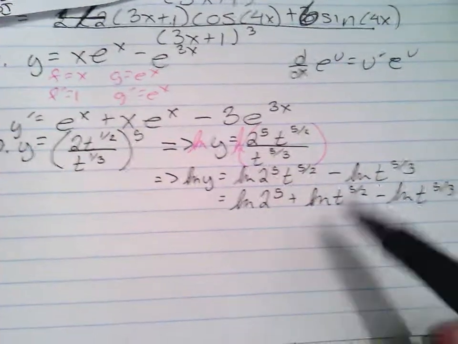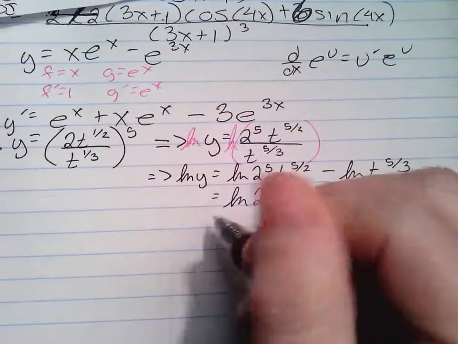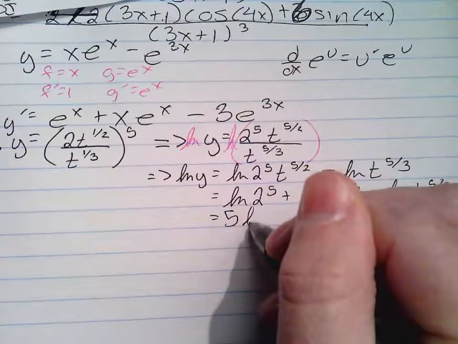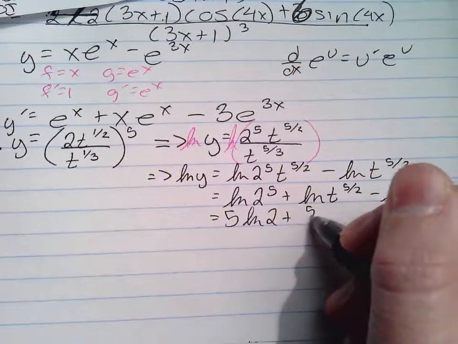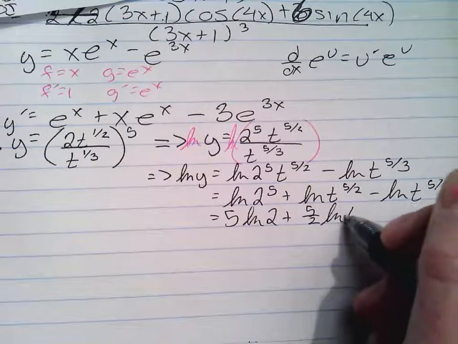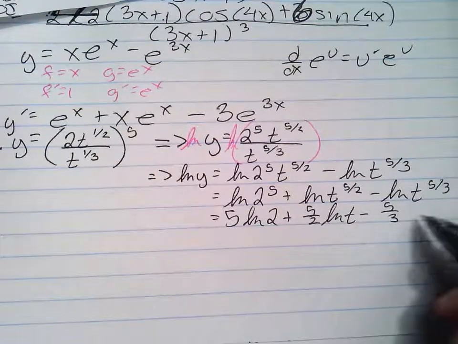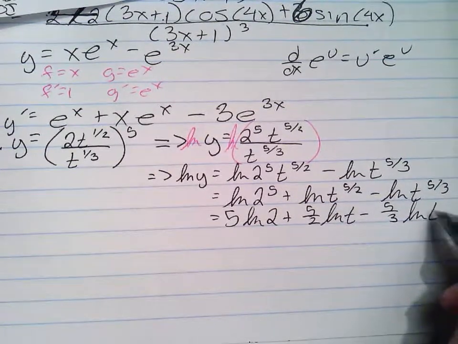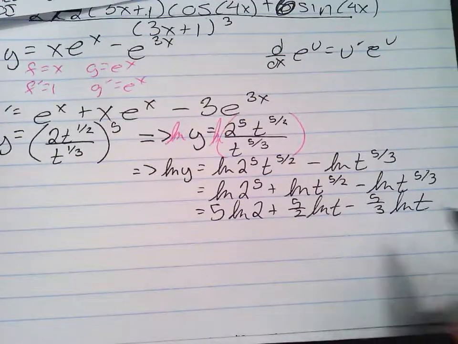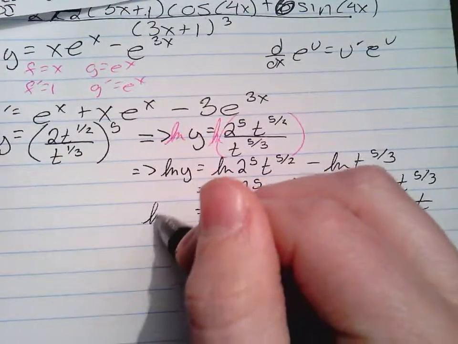Next is the power rule. So if you see a power, you put it in front. So you have 5 ln of 2 plus 5/2 ln of t minus 5/3 ln of t. Okay? Now you are ready to do your differentiation.